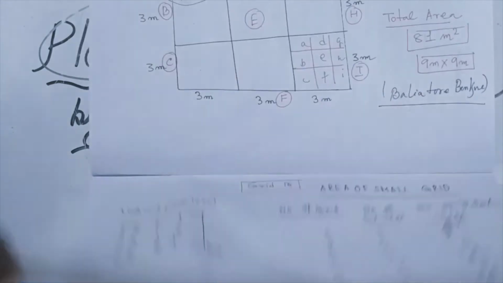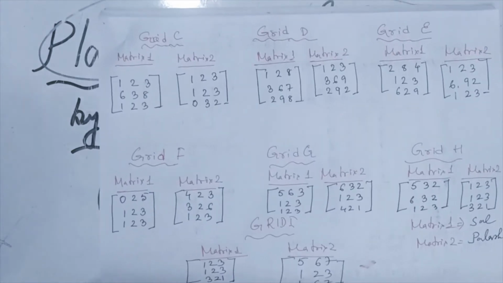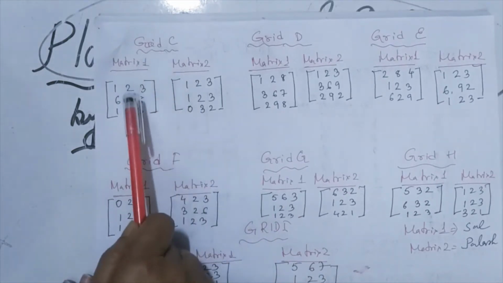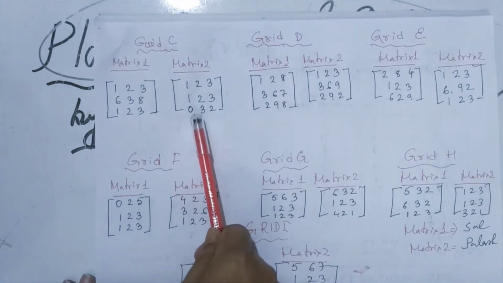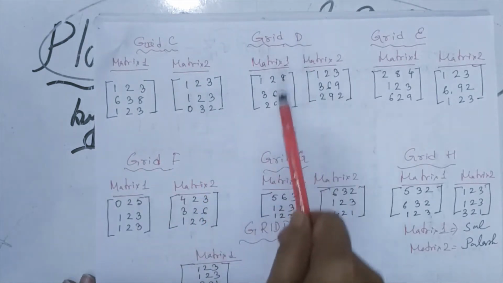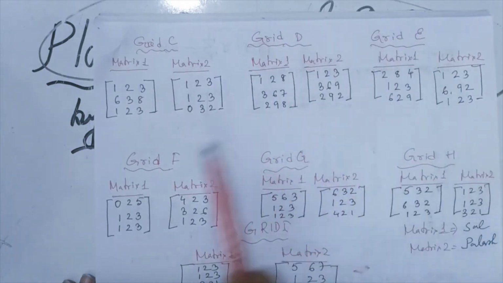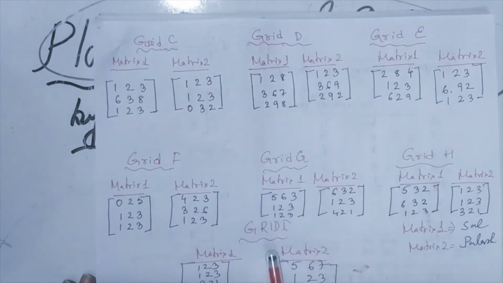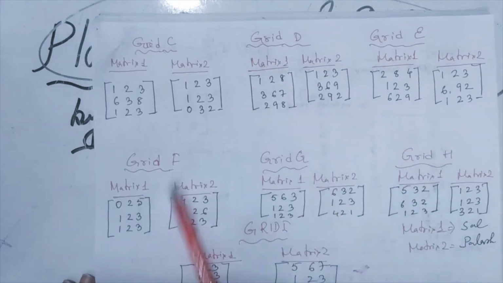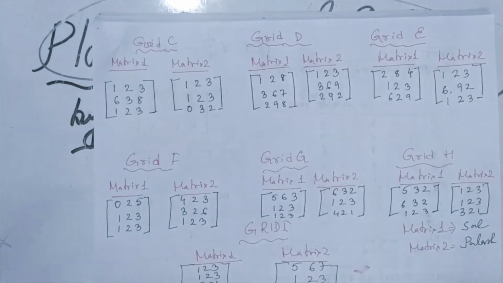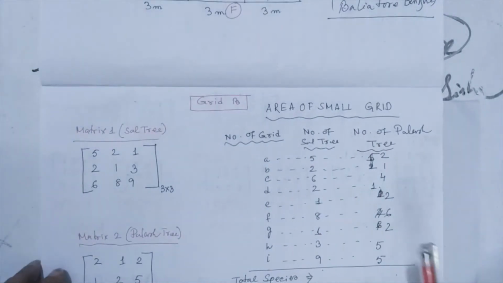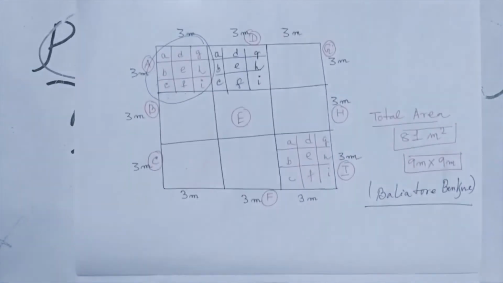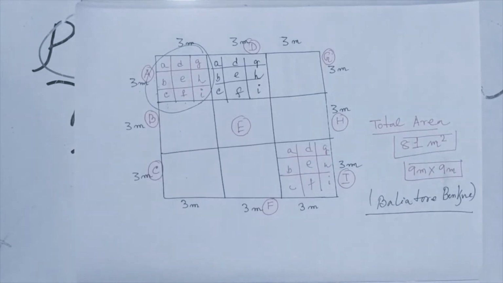In that way we can get the information about grid number C, matrix number 1 and 2, that is the information of saltry and PSLC Pollash tree. Grid number 2 D, E, F, G, H and up to I. We can get the raw information into the matrix system, or maybe just like a vertical description. Now what we will do, we will get a complete idea about how to prepare the plant matrix.